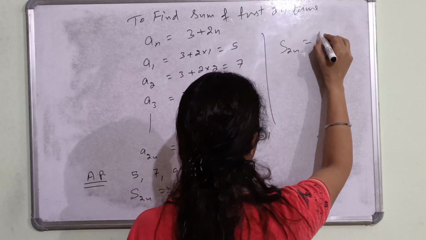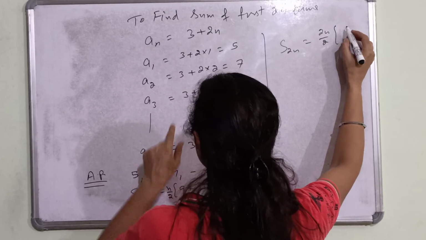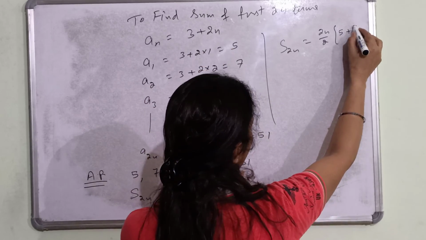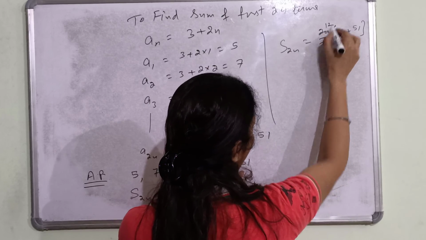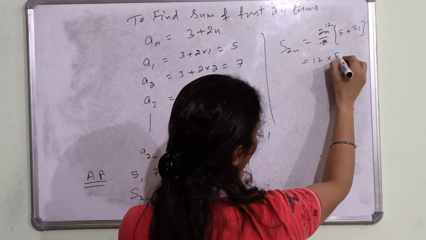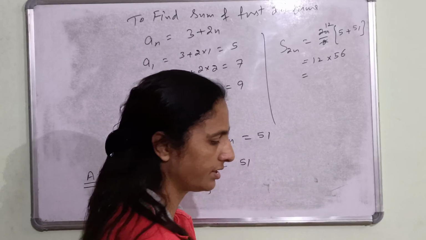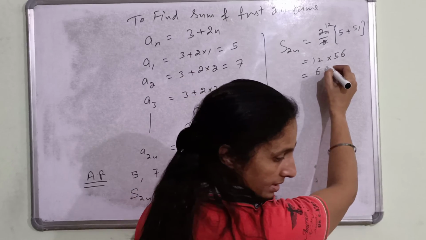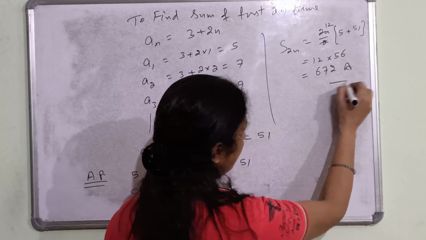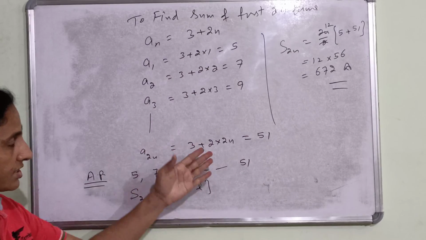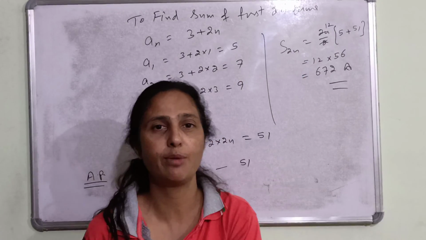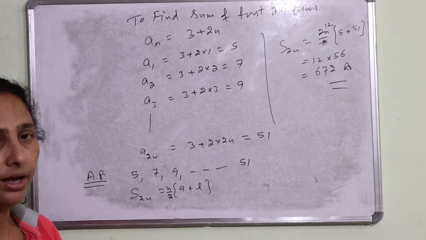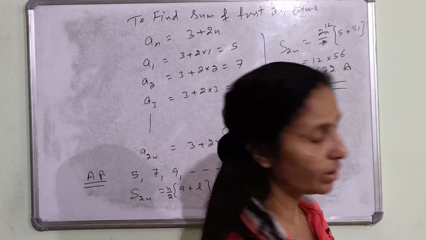S24 is equal to n by 2, that is 24 by 2, times (a plus l), where a, the first term, is 5 and l, the last term, is 51, right? So we have 12 into 56. Multiply these and you will get the answer, 672. 672 is the answer. If the last term is given, then we can use the simple formula a plus l. If l is not given, then you can use the other formula to find the sum of the series.